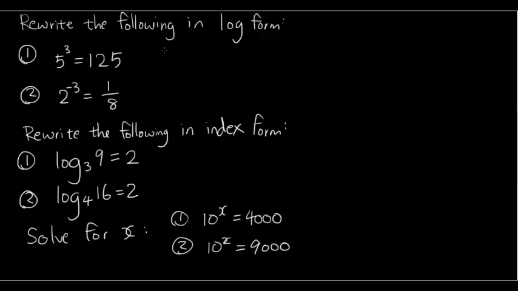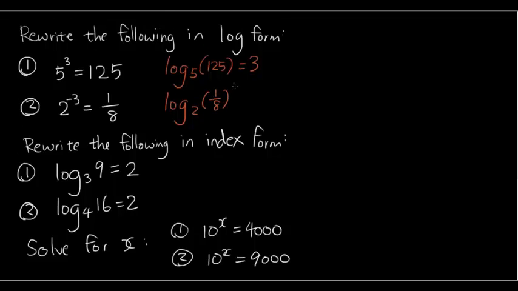Okay, so the first one is just log base 5 of 125 equals 3. We have log base 2 of 1 over 8 equals negative 3. Here we have 3 to the power of 2 is 9, 4 to the power of 2 is 16, 10 to the power of something is 4,000.